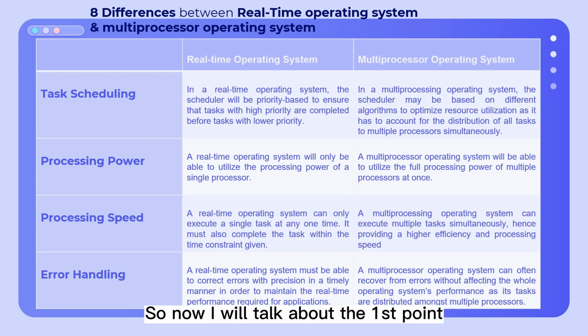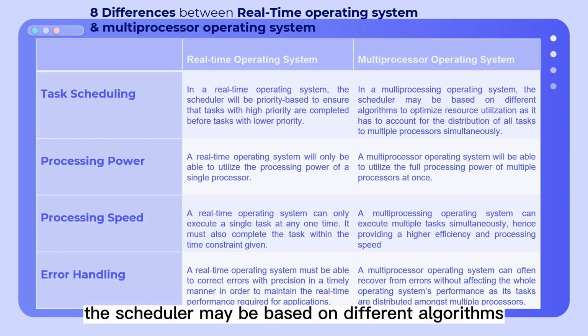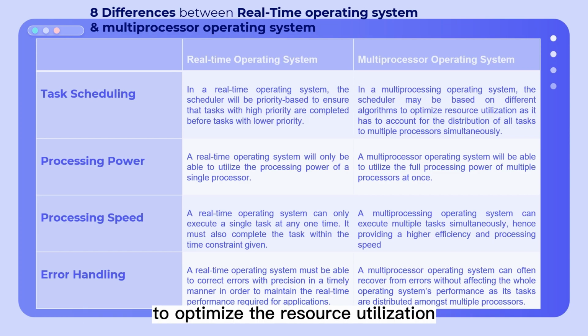So now I will talk about the first point, which is task scheduling. For the real-time operating system, the scheduler will be priority-based to ensure that tasks with high priority are completed before the tasks with a lower priority. But for the multi-processor operating system, the scheduler may be based on different algorithms to optimize the resource utilization, as it has to account for the distribution of all tasks with multiple processors simultaneously.